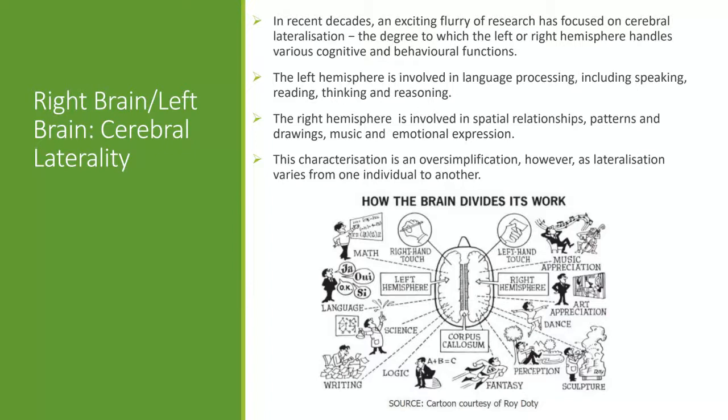The final part of this is about the right brain and the left brain, which side of the hemisphere is responsible for different functions. So they say now the left hemisphere is involved with language, speaking, reading, thinking, and reasoning, and the right hemisphere is involved in spatial relationships, patterns, drawings, music, and emotion.